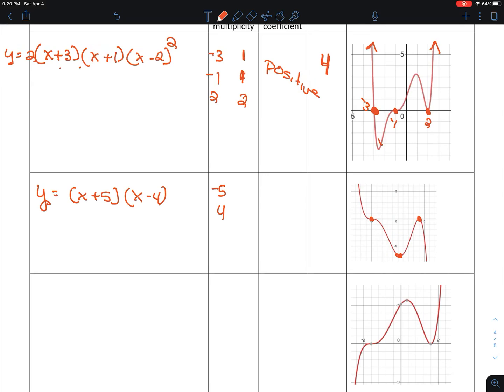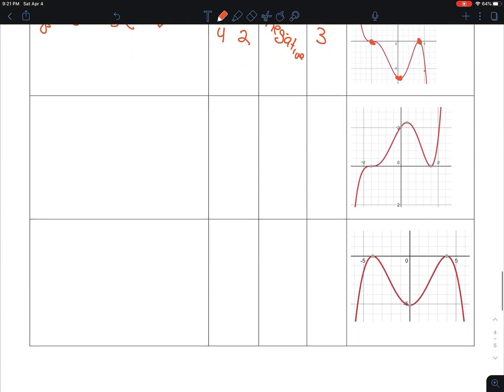So my multiplicity here is odd because it went through. So I'm going to say it's 1, although I think it's 3 because of the way it went through. And then my multiplicity here has to be even. So I'm going to say it's 2. I don't really know, I'm just guessing. And my coefficient has to be negative because it's going in the opposite direction. So I'm going to say it's just negative. So what's my degree? 3. And my leading coefficient has to be negative because it came from positive infinity.